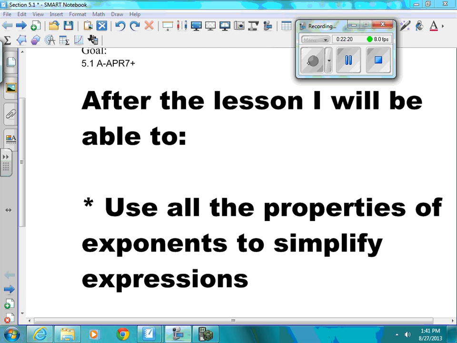So let's look back at our goal for the lesson, our target. After this lesson, I'll be able to use all the properties of exponents to simplify expressions. I hope that you feel that you can. We went over a variety of examples. We will do some more work with this tomorrow in class.